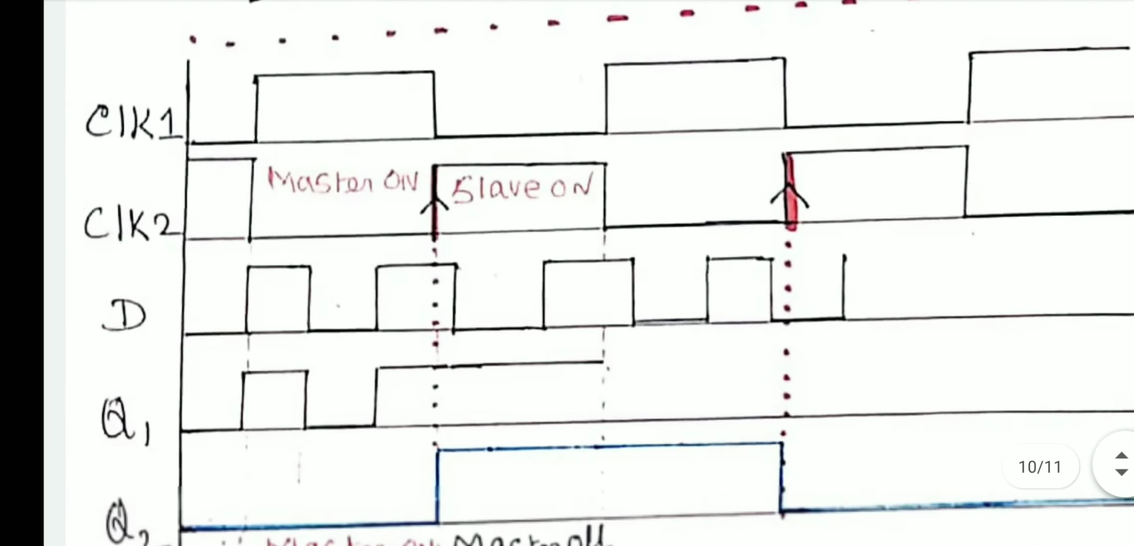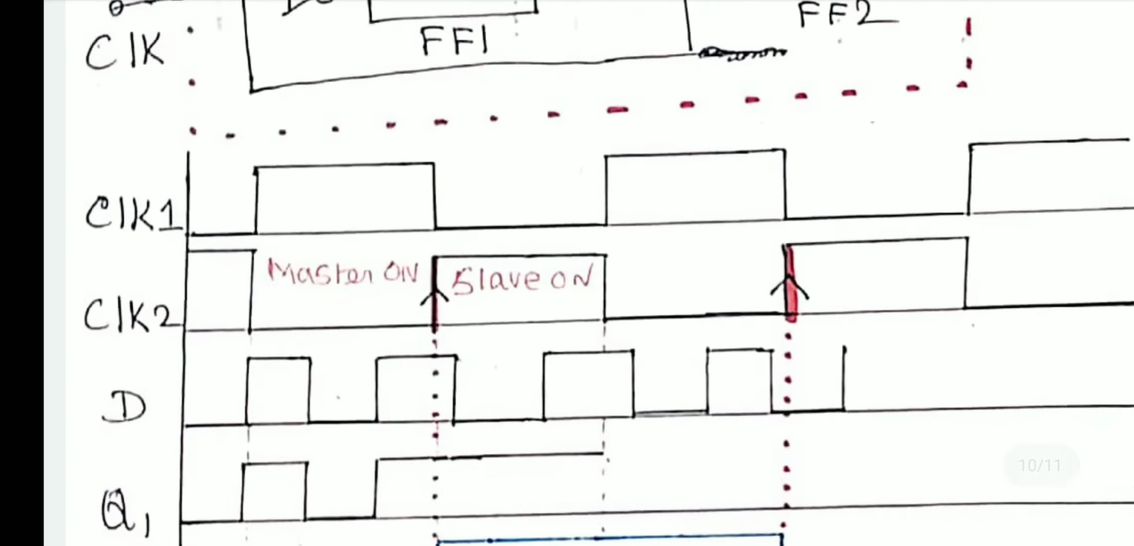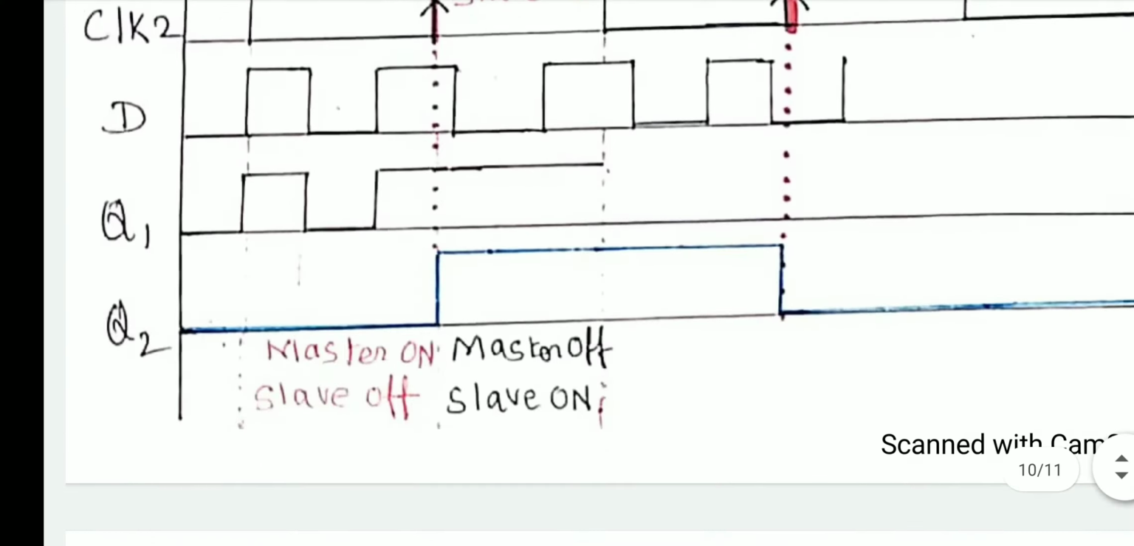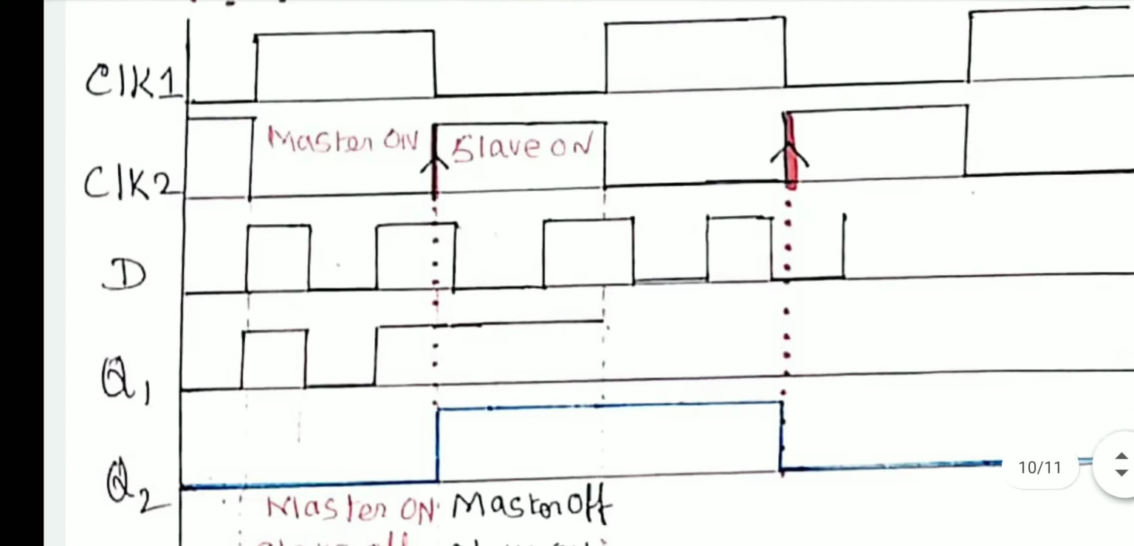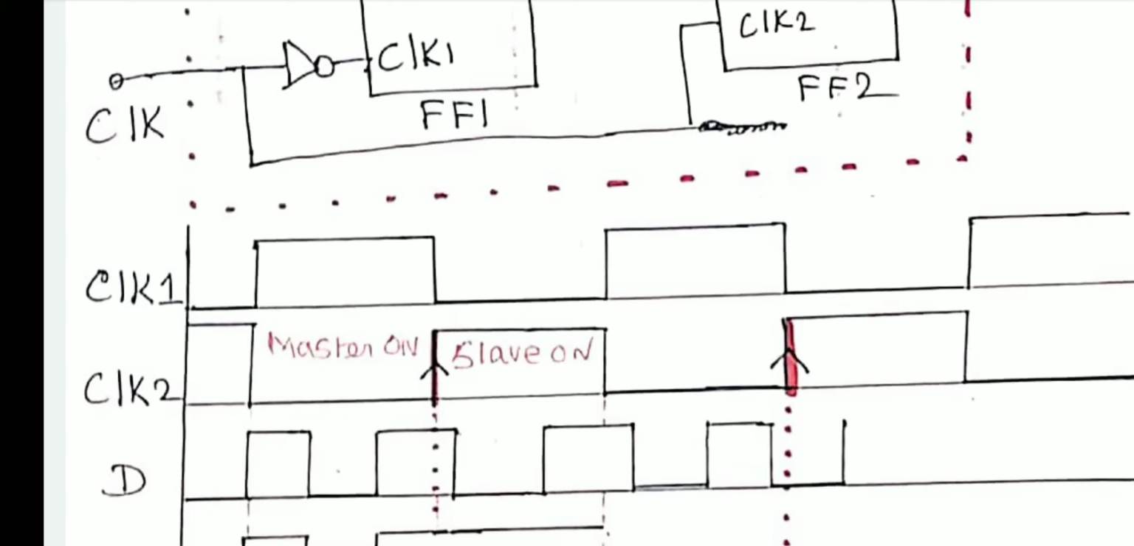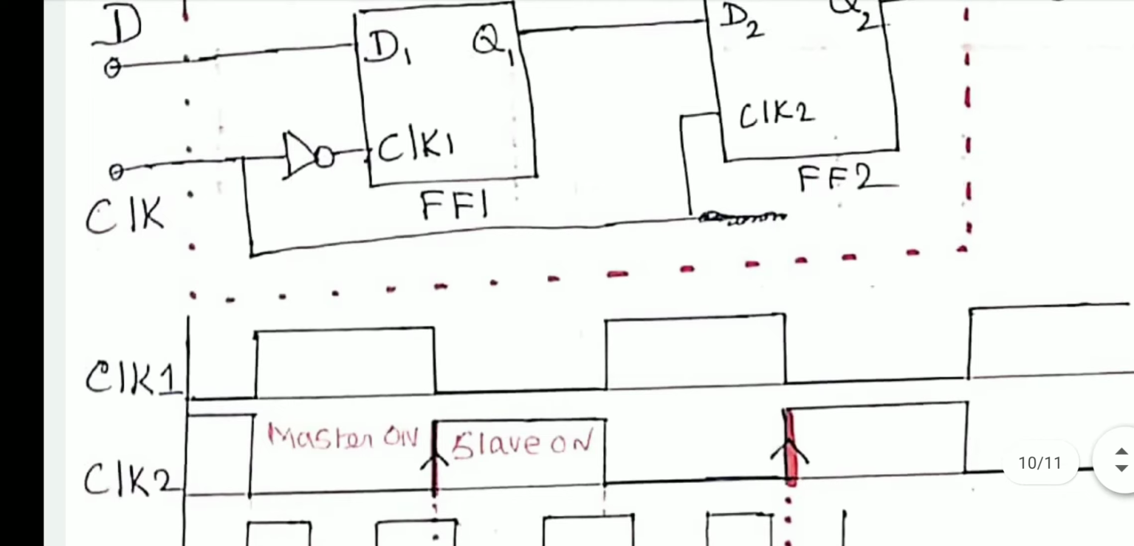Let us consider the first half cycle of the clock. In the first half cycle of the clock, clock 1 is on, clock 2 is off. So during this time, the master flip-flop is on, the slave flip-flop is off. Why? Because during the first half cycle, clock 1 is on, clock 2 is off. So clock 1 is on, and the flip-flop is a positive level triggered flip-flop.